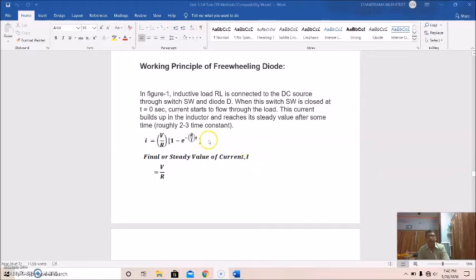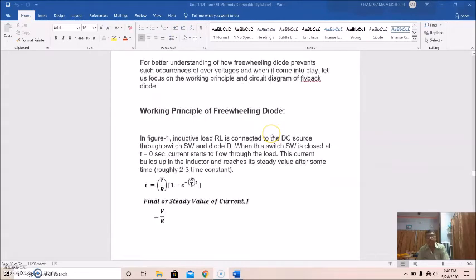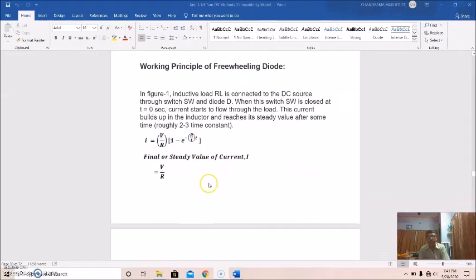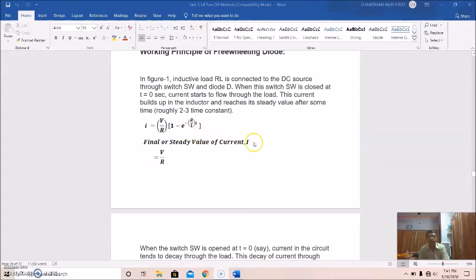Now current builds up in the inductor and reaches its steady value after some time, about 2 to 3 time constants. That is, i equals V by R into (1 minus e to the power minus t over the time constant), where the time constant is L by R. So the final steady value will be V by R. This part will exponentially rise.